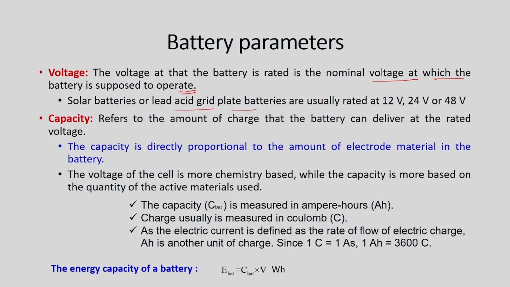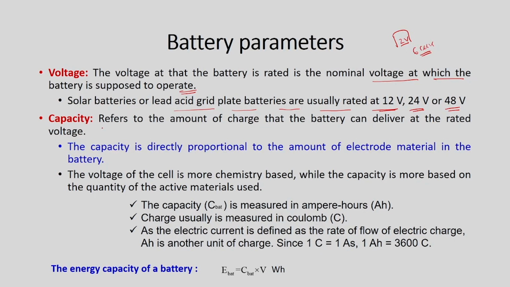The solar batteries, or say lead acid grid plate batteries, are usually rated at 12 volt, 24 volt or 48 volt. That is what I said: if a single cell is giving 2 volt, then the number of cells required to get 12 volt will be 6 cells. So, that has to be connected in series.